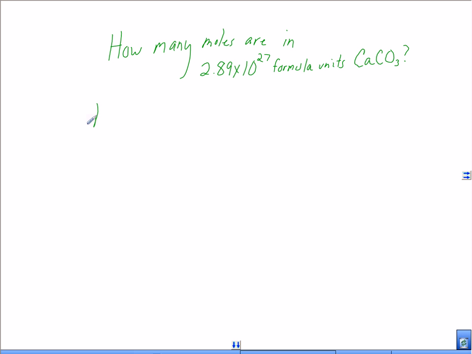Remember that a particle can be lots of things. It can be an atom, it can be an ion, it can be a molecule, and it can be a formula unit as well. And those are the main types of particles that we'll deal with in class. These four here.